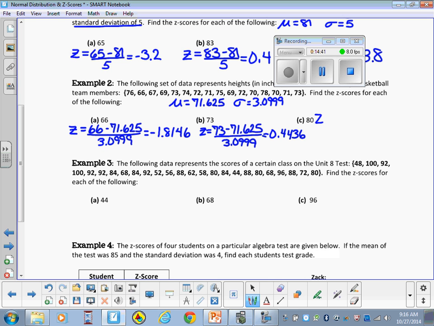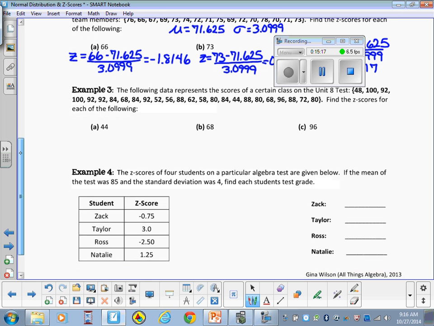And the last one, 80 minus 71.625 divided by 3.0999. 80 minus 71.625, enter, divided by 3.0999, enter. Oh, 2.7017. So almost 3 full standard deviations above the mean. So much taller than everyone else.